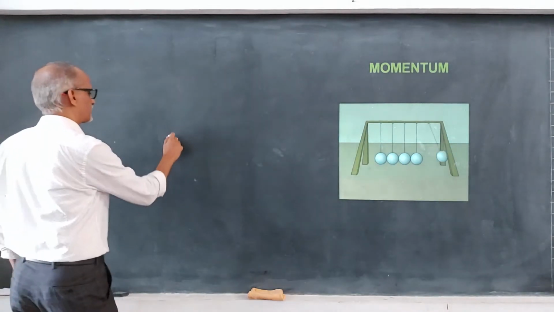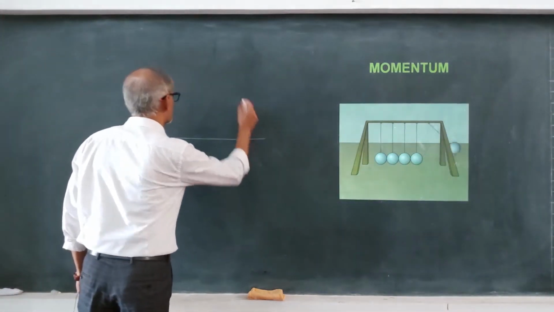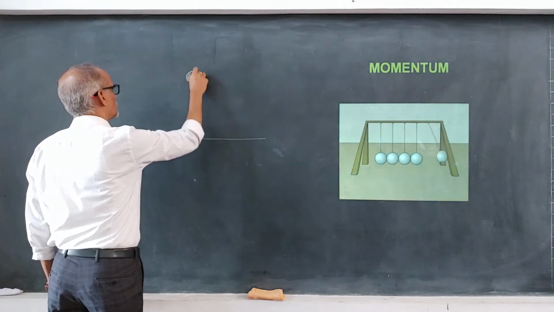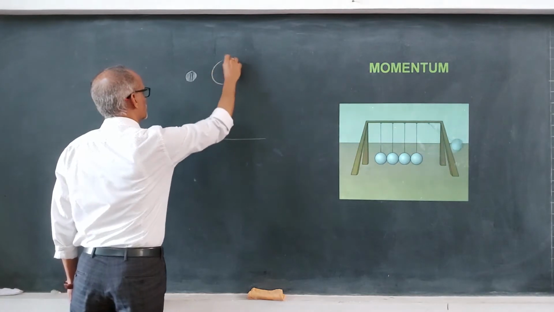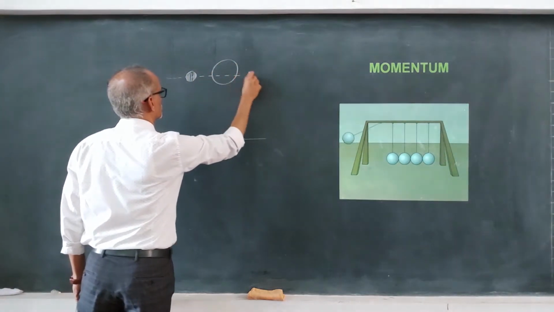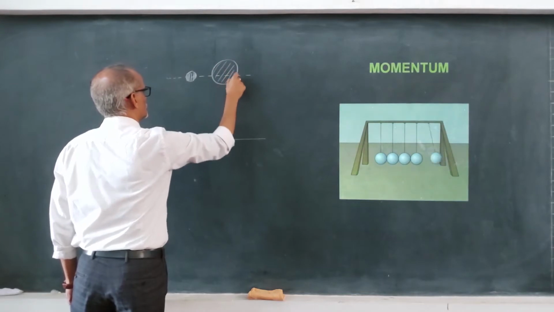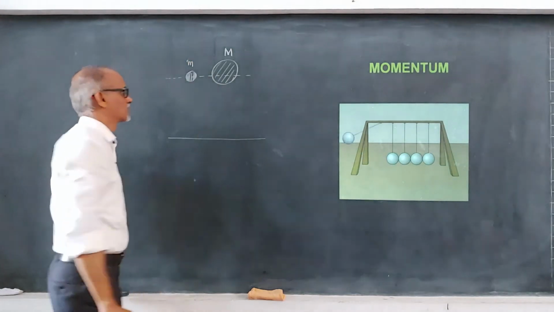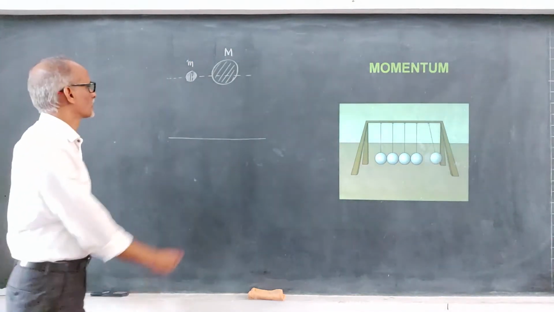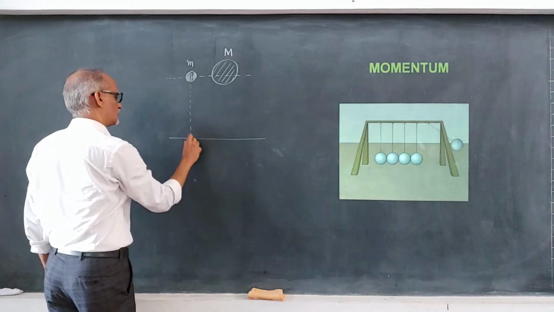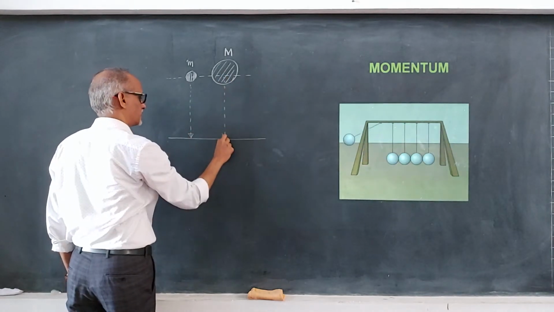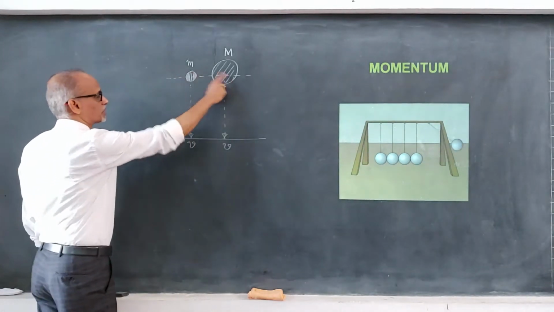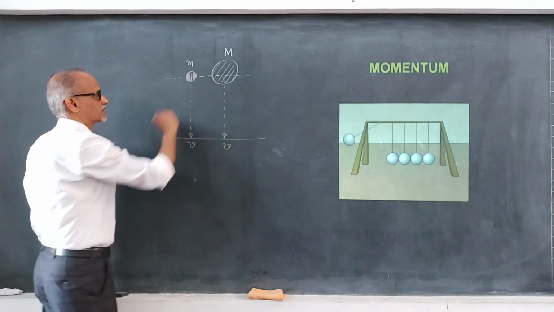So, if I consider two bodies, one a rubber ball and the other a shot put. This is the shot put. Definitely the shot put has more mass than the rubber ball, and they are dropped from the same height. When they reach the ground, when we drop them simultaneously, their velocity is the same. Velocity is independent of the mass.